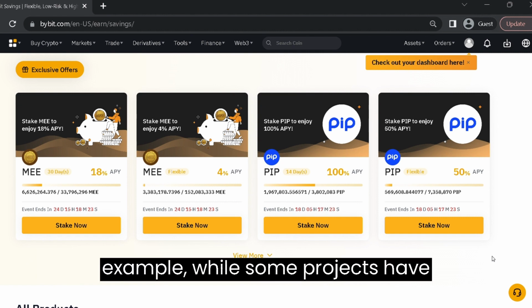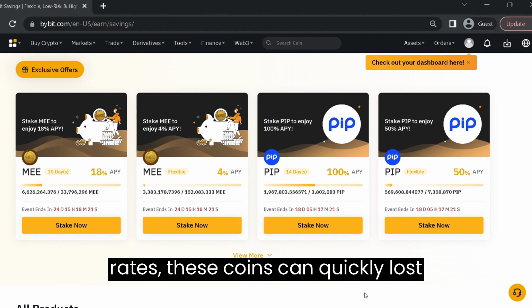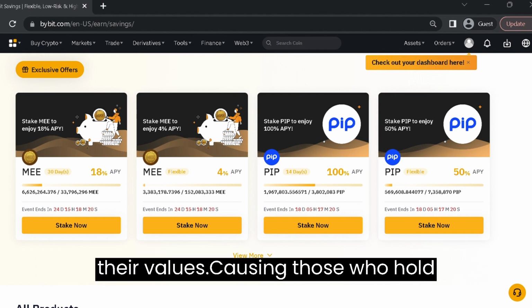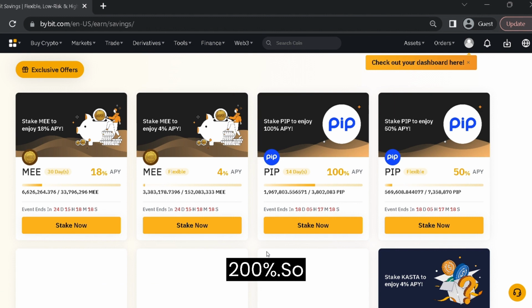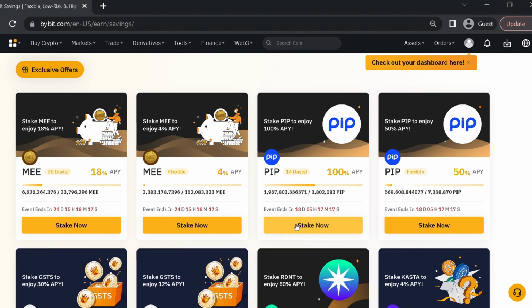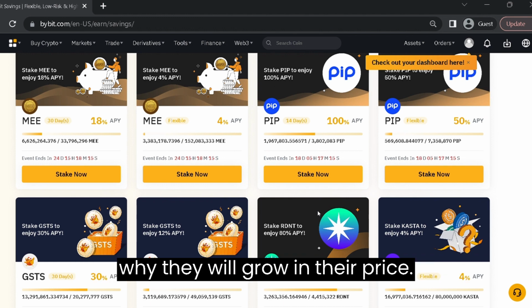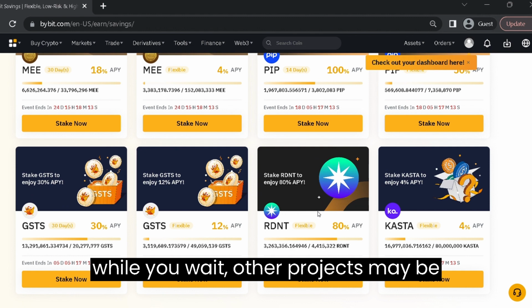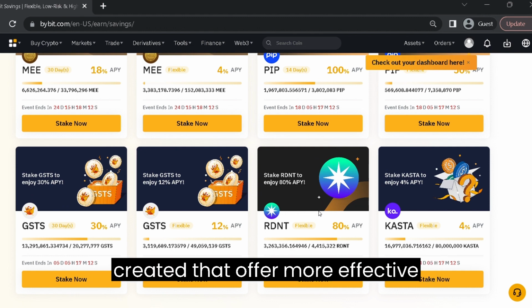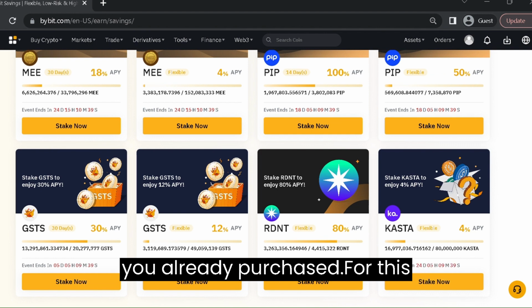For example, while some projects have advertised 100% annual interest rates, these coins can quickly lose their value, causing those who hold them to suffer major losses, sometimes as much as 100% or even 200%. So, before staking those tokens, you should check them and have a clear understanding of why they will grow in price. It's also important to remember that while you wait, other projects may be created that offer more effective solutions than the project whose tokens you already purchased.